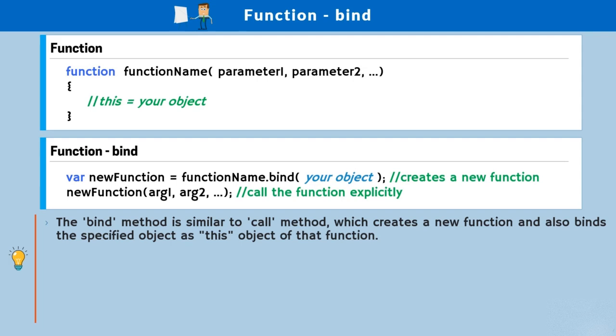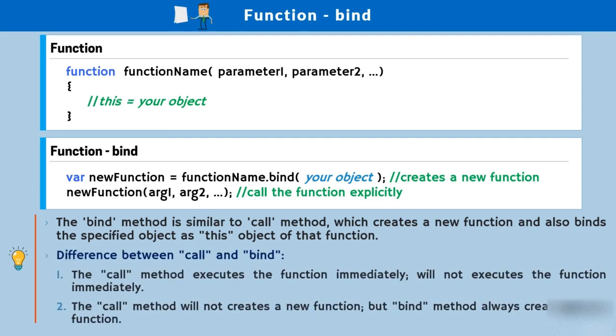See, in case of call and apply methods, the function executes immediately and also applies the specified object as this keyword. But in case of bind, instead of executing that function immediately, it just binds, that means supplies this keyword object to the specified function, but it will create a new function so that you can receive the new function reference into a new variable and call that function later.